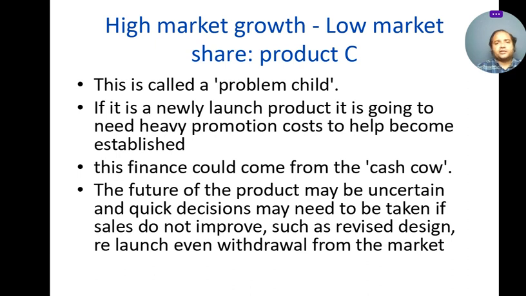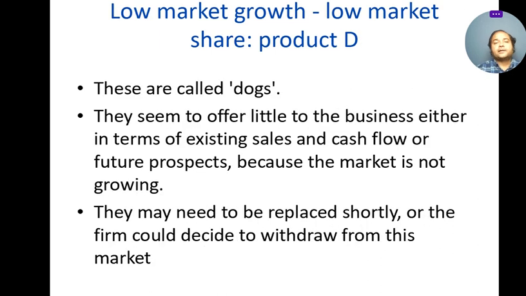High market growth and low market share, product C. This is called a problem child. If it is a newly launched product, it is going to need heavy promotion costs to help become established. The finance for this product is coming from the cash cow, and the future of this product may be uncertain. Quick decisions may need to be taken if sales do not improve, such as revising the design or relaunching, or even withdrawing from the market.